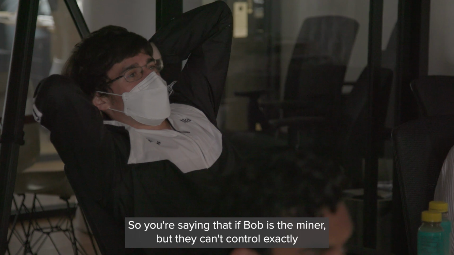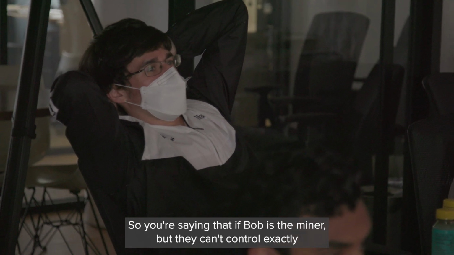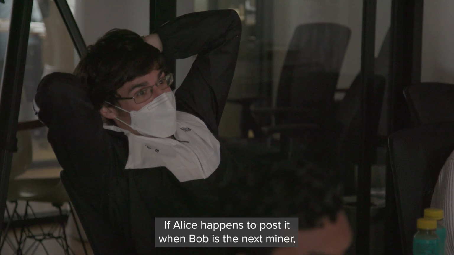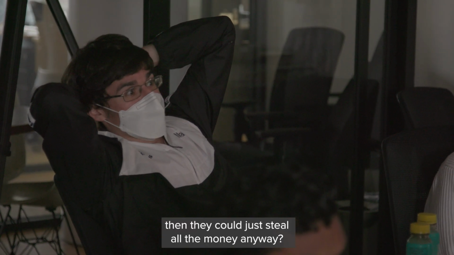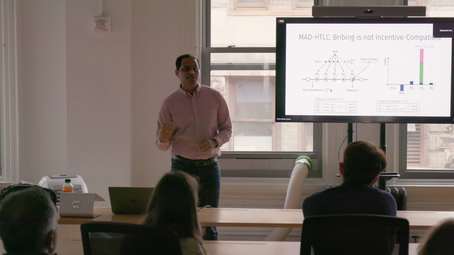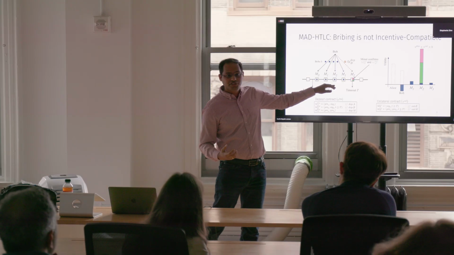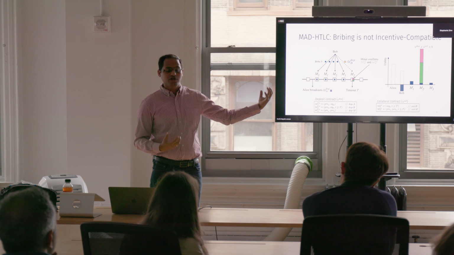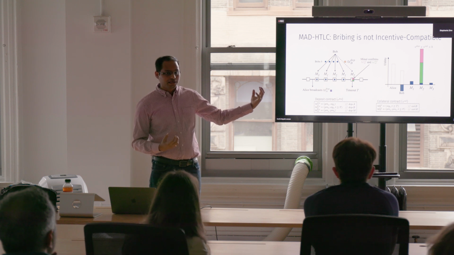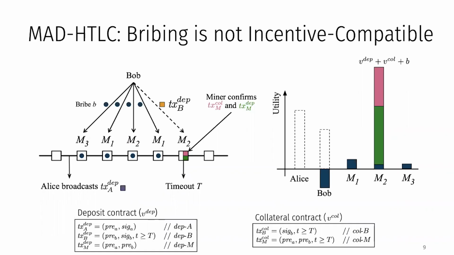Okay, so you're saying that if Bob is the minor, but they can't control exactly when Alice posts the pre-image. Yes. But if Alice happens to post it when Bob is the next minor, then they could just steal all the money anyway. So Bob being the next minor by itself does not help. You still have to bribe these intermediate minors because you're putting a transaction only after time t. Right? But over here, if you end up mining that block, at that point you are at an advantage.